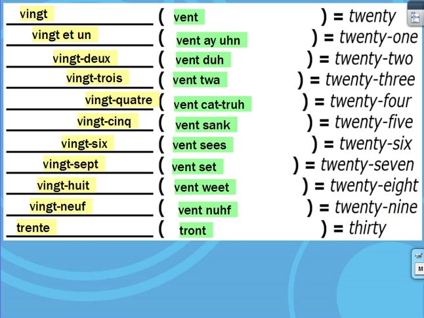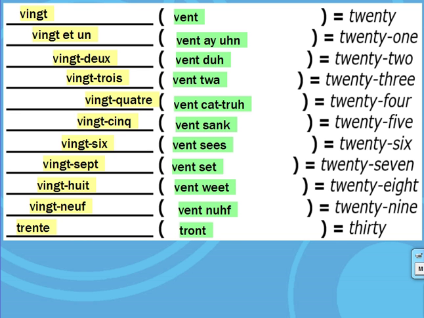Then the word for 20, just like in the English language, once you know the word for 20, you combine that with the numbers 1 through 9 to get your 21, 22, 23. So once you know the numbers 1 through 9, and then you combine that with the word for 20, you can actually count all the way through your 20s in French, including the actual word for 20, which is vingt.